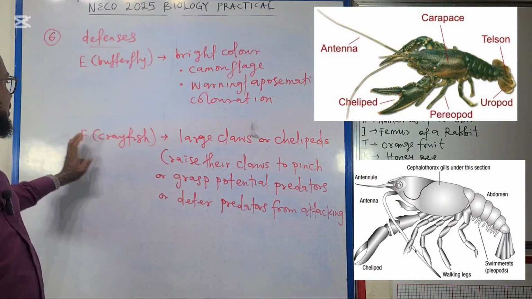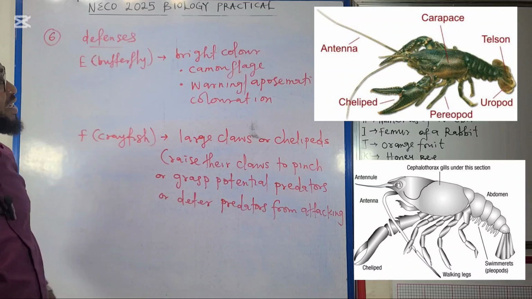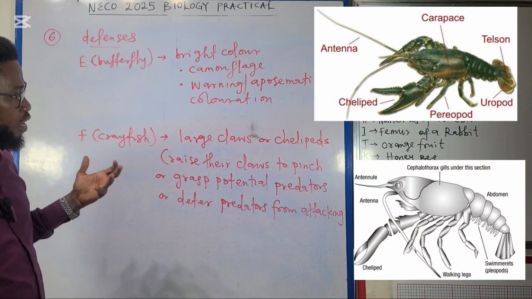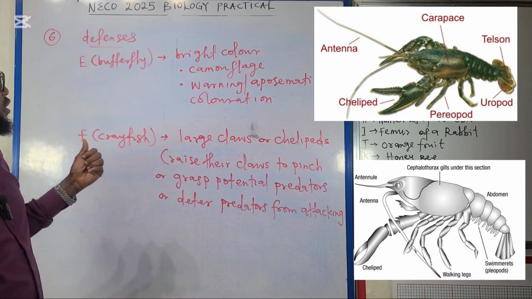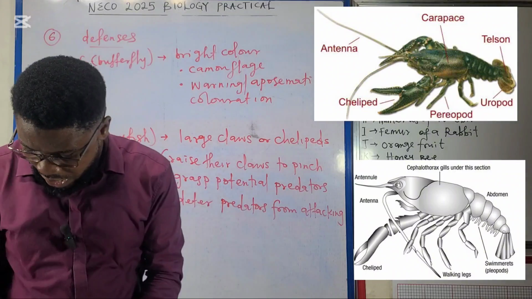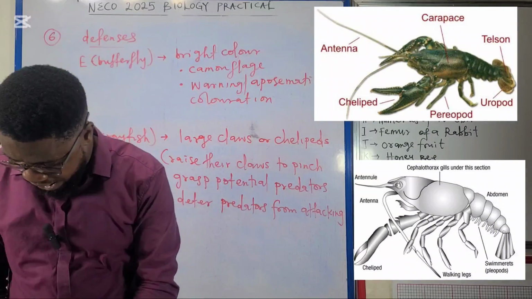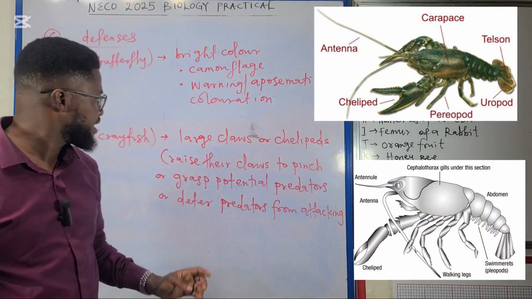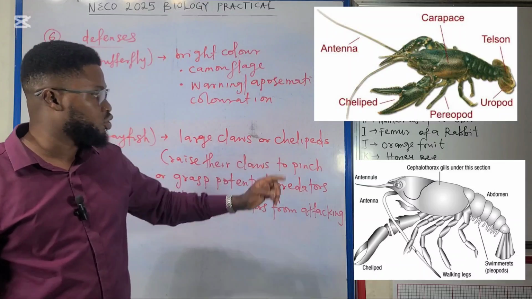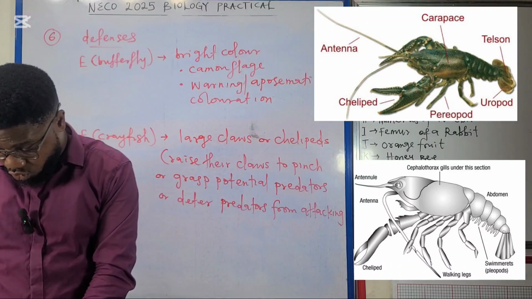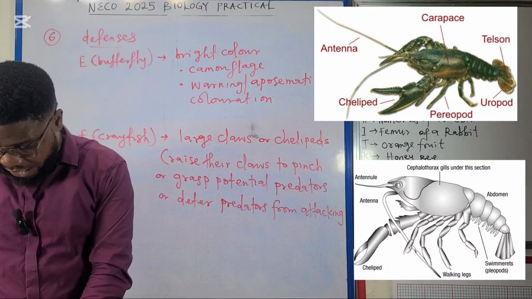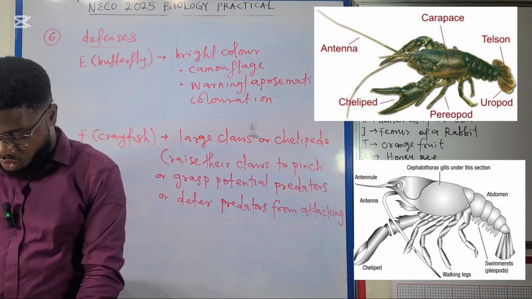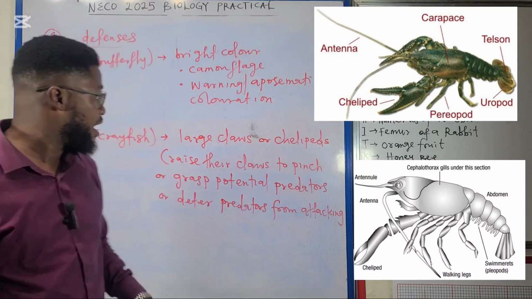When you look at specimen F, that's the crayfish, what feature does it use for defense? You look at the diagram on your screen. It is the large claws or the chelipeds, also called chela. That's the second walking leg. You can see the claw in the diagram.